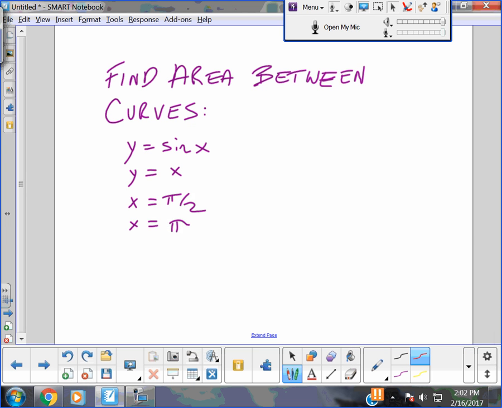Find the area between the curves y equals sine x, y equals x, x equals pi over 2, and x equals pi. Everybody, these are vertical lines.